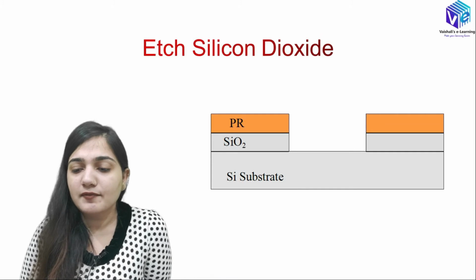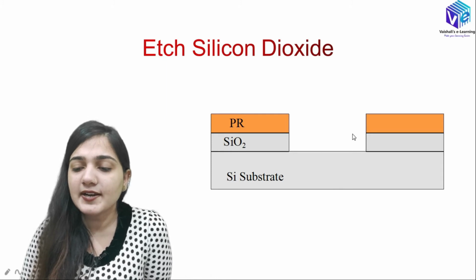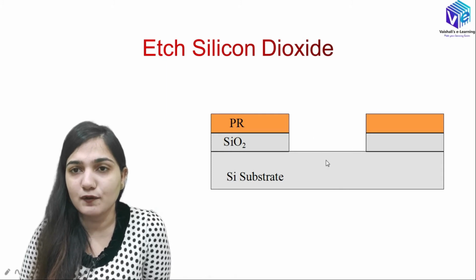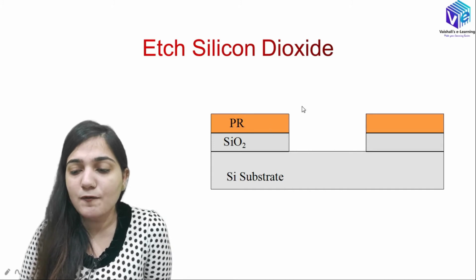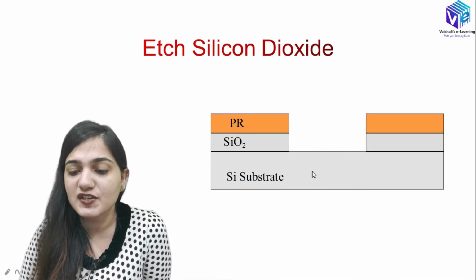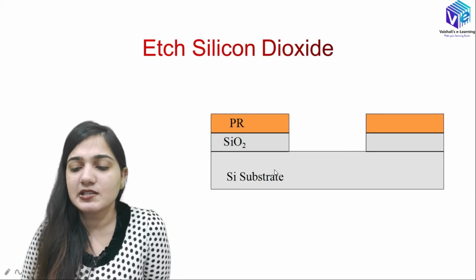After that we have to etch out the silicon dioxide because I have to deal with this silicon substrate, so I have to remove the silicon dioxide layer that is present over here. So I have to etch this layer. After that we have the silicon substrate which is exposed to the environment. Now I can do the processing with this silicon substrate.